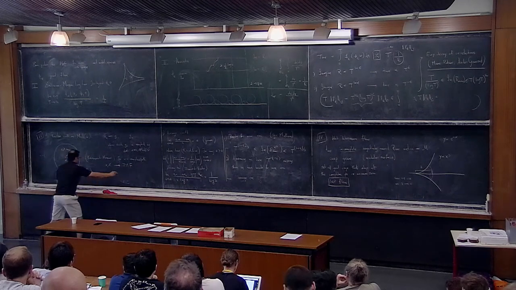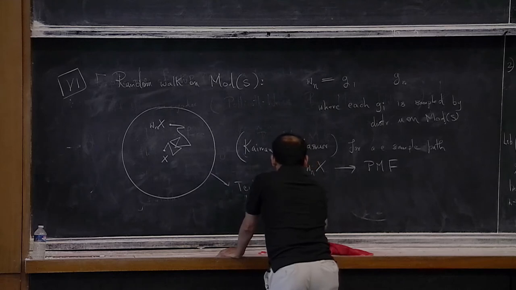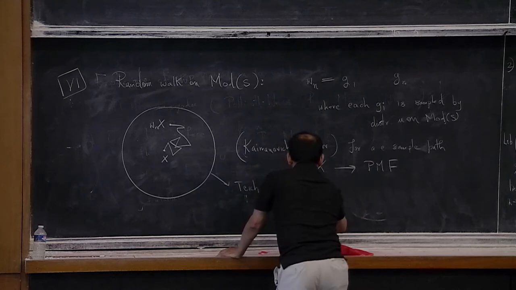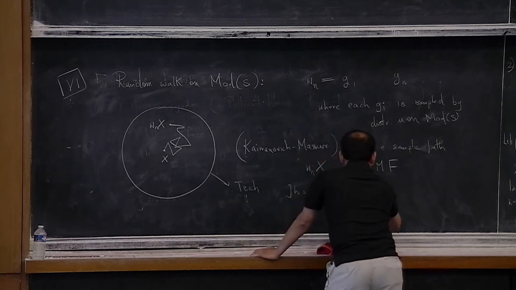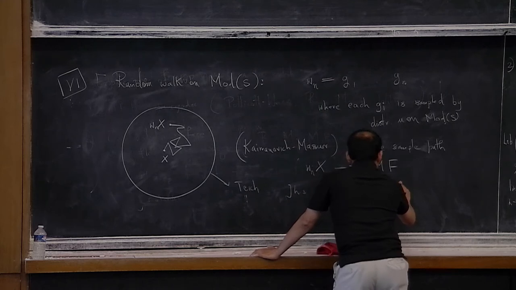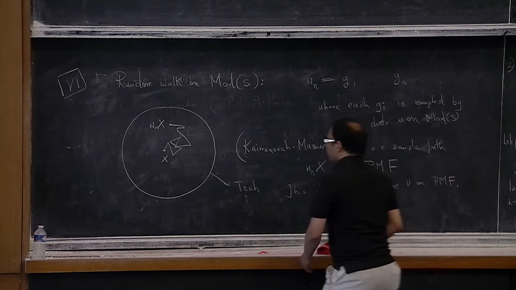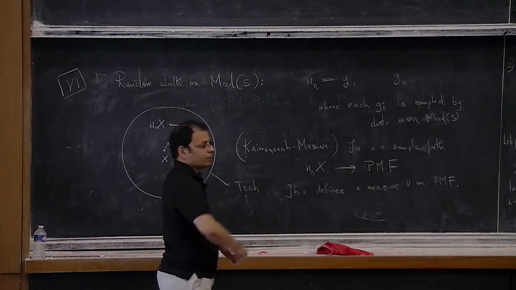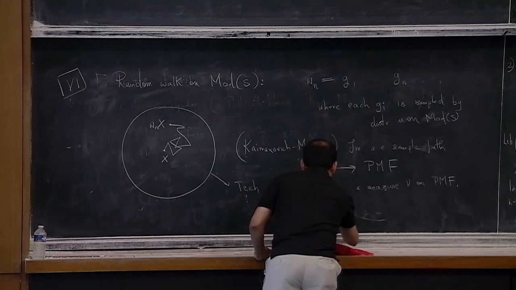So when you get convergence like that, you get a measure on the boundary. Because of this convergence, we have defined a harmonic measure, a measure nu on PMF. And what we are going to do is basically use this measure on PMF. It's supported on uniquely ergodic guys, supported on UE.